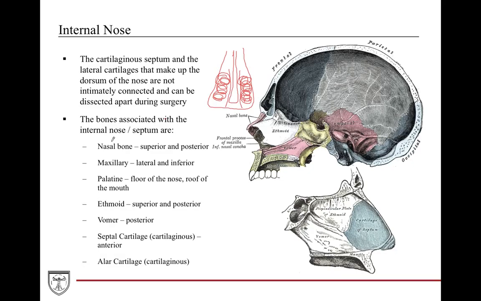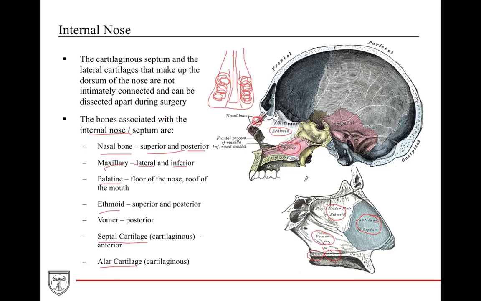So in terms of the nasal septum, the internal nose, the structures that are associated include the nasal bone, the superior and posterior portion, right here. You have your maxilla, which is the lateral and inferior portion. You also have your palatine bones, your ethmoid bone, which is this portion. You have your vomer, which is right there. You have your septal cartilage and your alar cartilage. So this is your cartilaginous septum, your ethmoid portion, your vomer portion as well, your palatine, and your maxilla. These are all the different components that make up that internal nose.